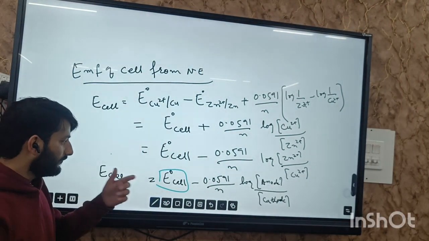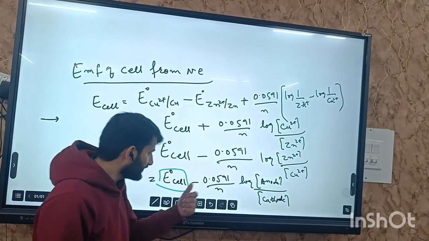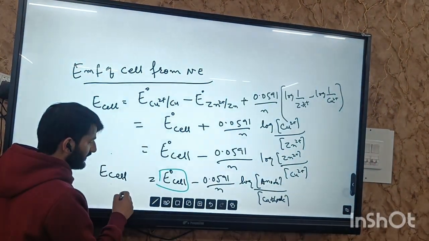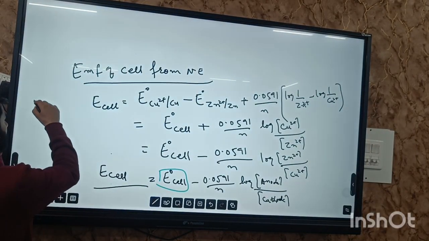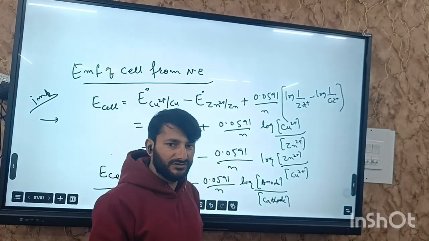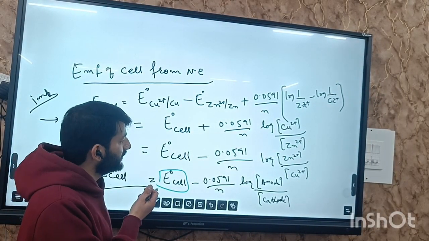Not only that, you can be given this and these, and you can be asked how many electrons have been transferred. There are so many questions which will be asked. And remember, this is one of the most important topics for the 12th board as well as NEET and JEE. Rest there were some numericals, but maybe it will take more time.